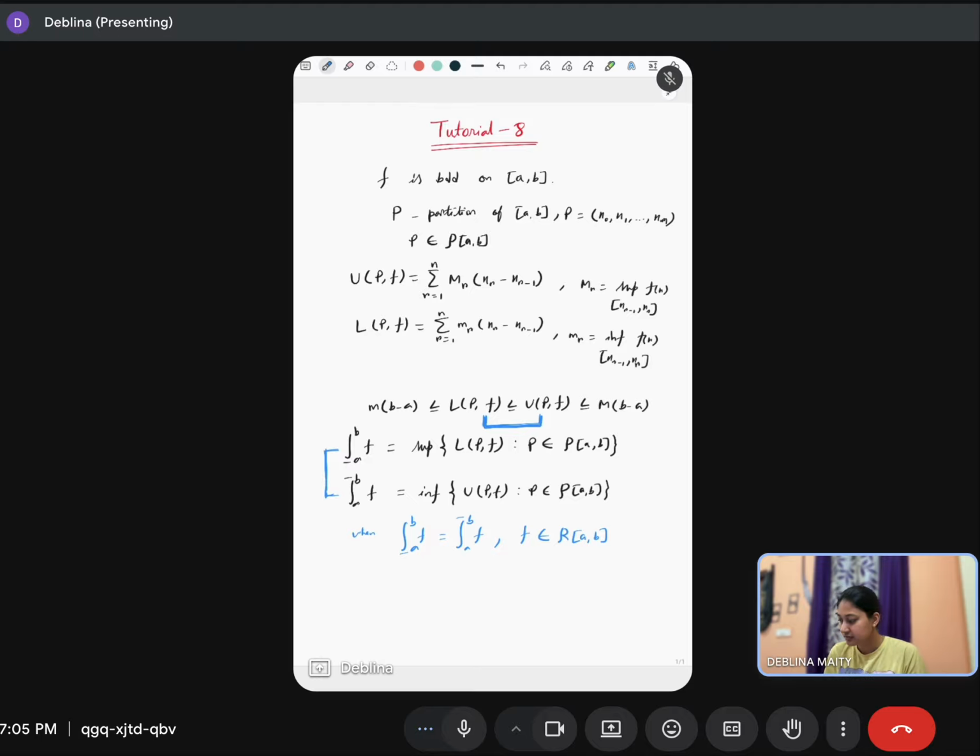And we have also defined what a refinement of a partition is. Q is a refinement of a partition P if P is a proper subset of Q.